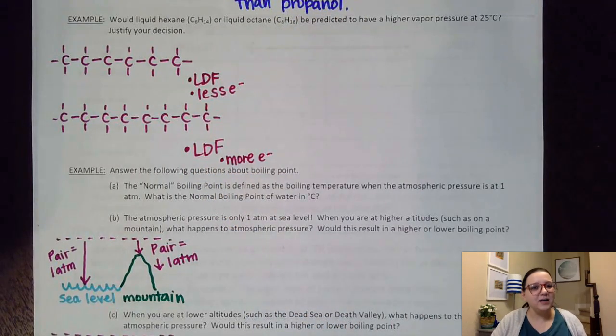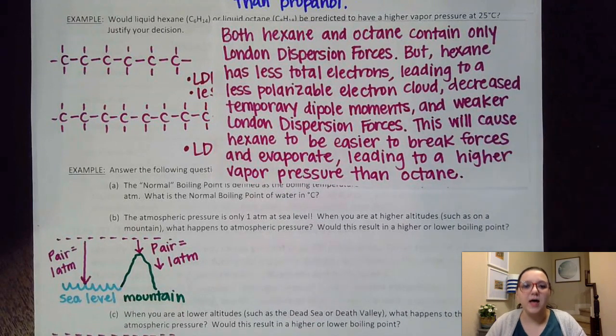Okay, so here's kind of the thing I would write. And I bet a lot of you can think about where this is going if we're talking about electron counts. So I put the statement that both hexane and octane contain only London dispersion forces, but hexane has less total electrons. If it has less total electrons, that leads to a less polarizable electron cloud, our new fancy P word, polarizable. And so if we have a less polarizable electron cloud, there's less chance of those temporary dipoles happening. So we have decreased temporary dipole moments and thereby weaker London dispersion forces. And if I have weaker forces, then that means hexane will be easier to break forces and evaporate. And so it should have the higher vapor pressure in comparison to the octane.